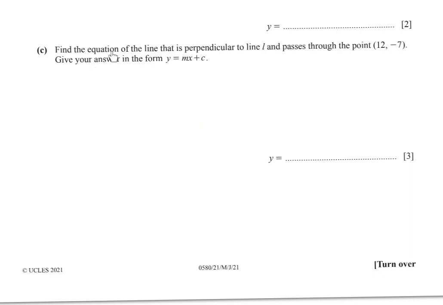C, find the equation of the line that is perpendicular to L and passes through the point (12, negative 7). The gradient of the line L itself is negative 3 over 4. So the gradient of the perpendicular is 4 over 3, the negative reciprocal. So the equation of the line is y equals 4 over 3 x plus c.